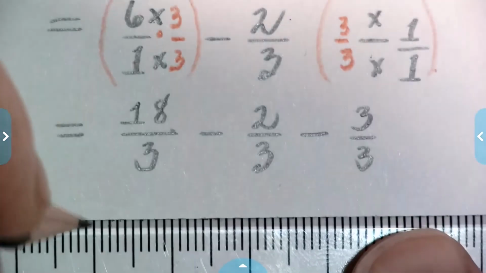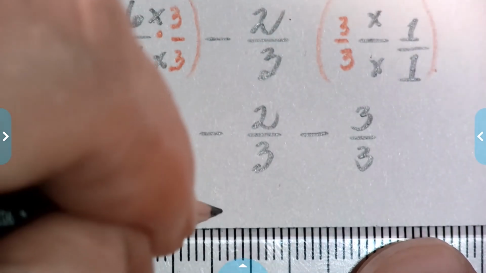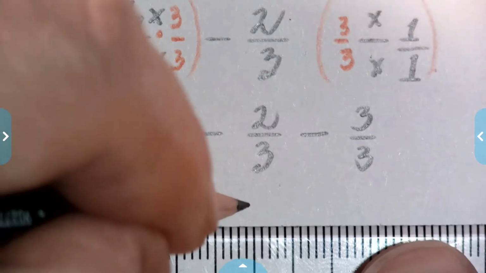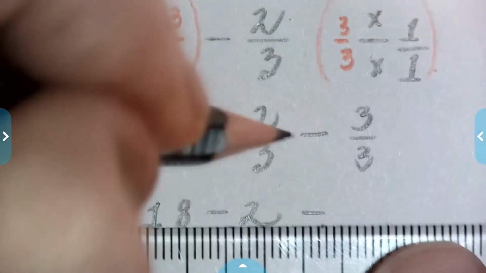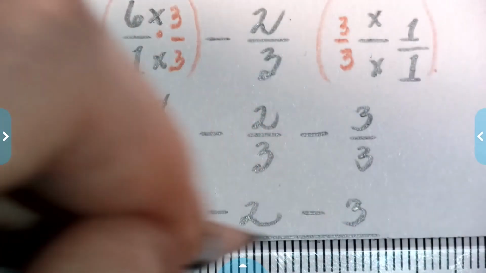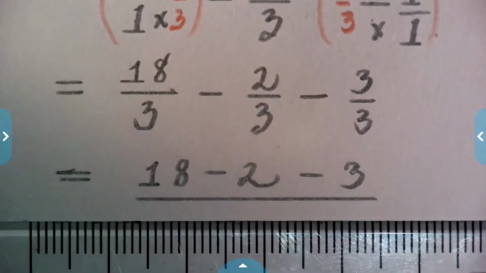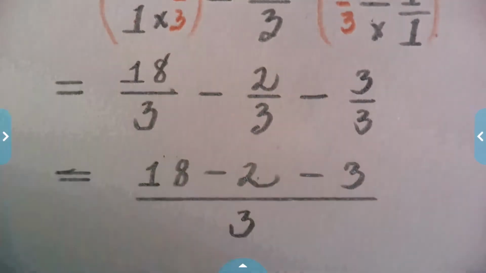Okay, so notice that I have all 3's. And so I can actually rewrite this as 18 minus 2 minus 3, all over 3. Okay, so now we work from left to right on the top. 18 minus 2 is 16.